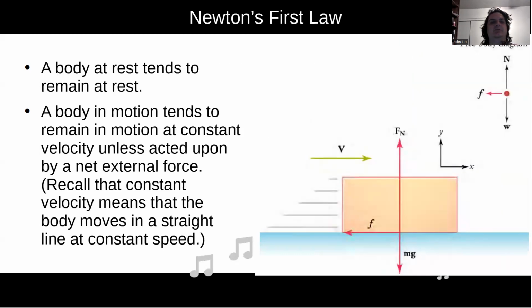So Newton's first law is that a body at rest tends to remain at rest, and a body in motion tends to remain in motion at a constant velocity unless acted upon by a net external force. And constant velocity is just going straight forward in a straight line with a constant speed, if you'll remember that.